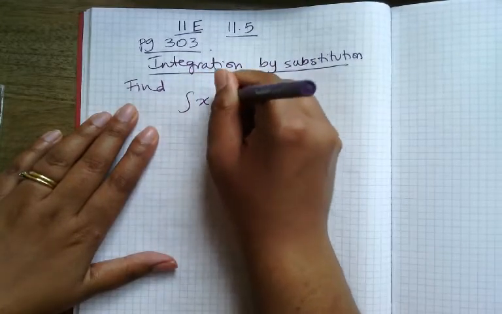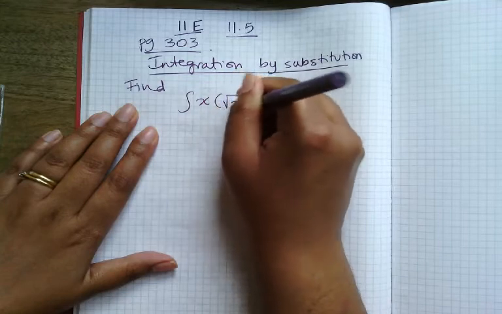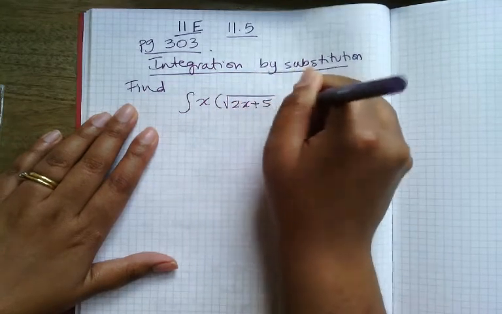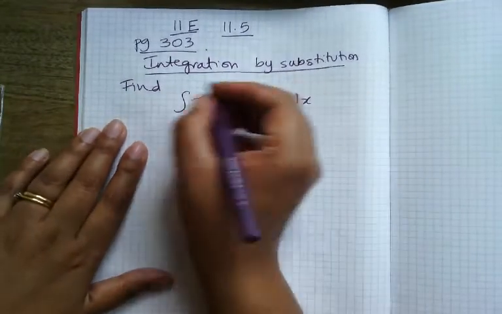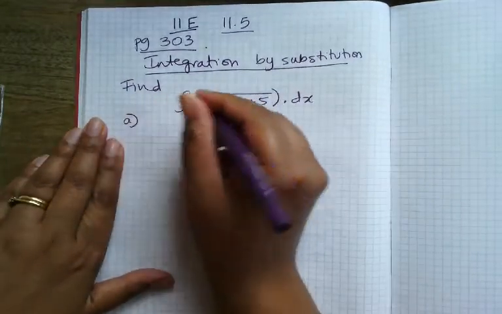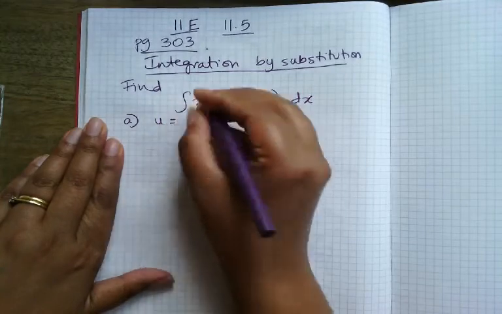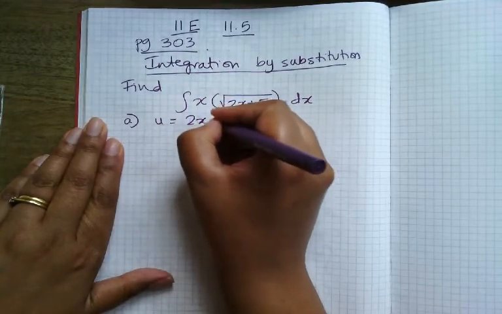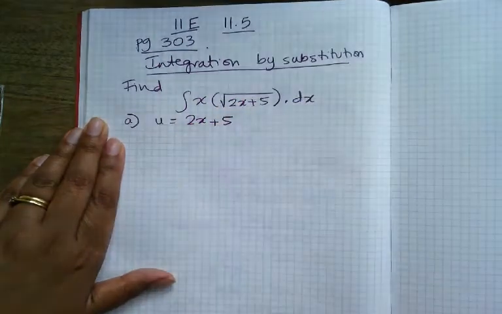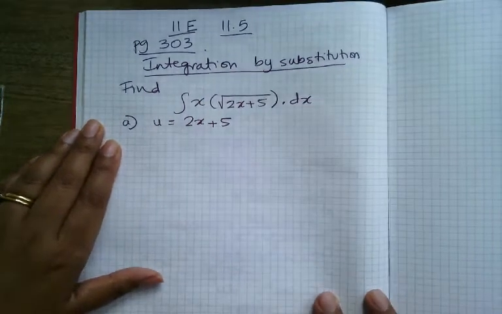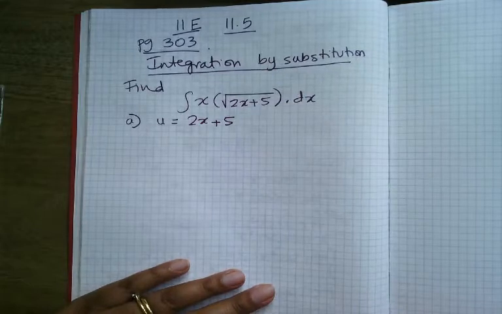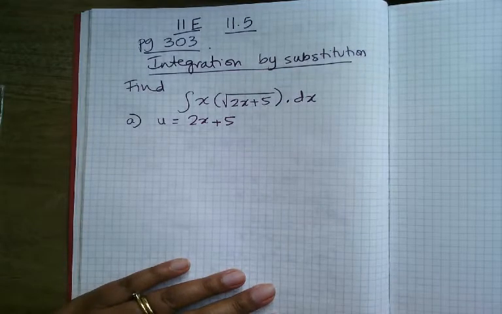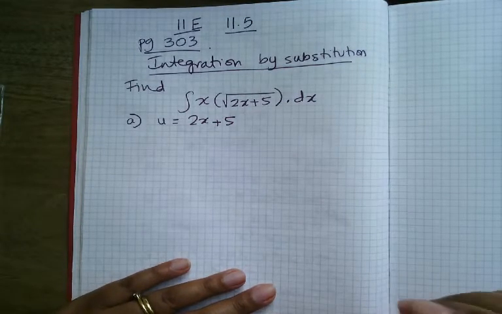So the question is, you've got to integrate this function, and they give you a choice of substitutions. They give you one substitution in part A and then another in part B, and they want you to figure out which one is the best substitution.